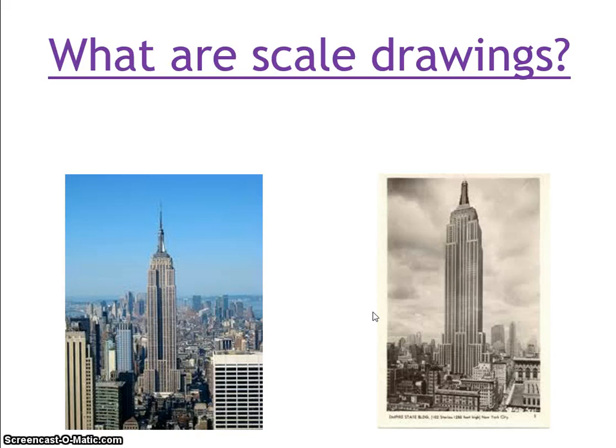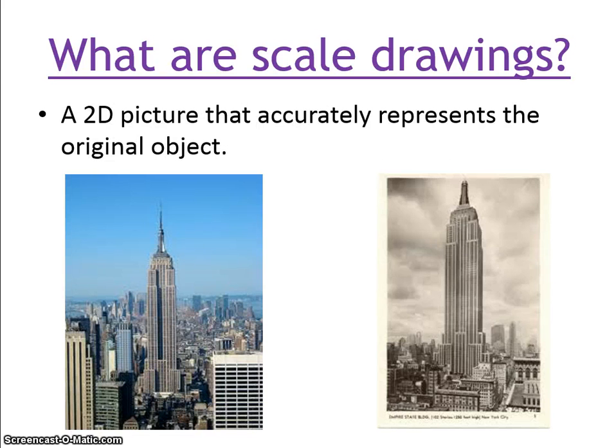So what are scale drawings? Scale drawings are a 2D picture that accurately represents the original object. By 2D we mean two-dimensional, a picture that only has two dimensions, and in all cases those are length and width, sometimes known as height and base. But it is a 2D picture that accurately represents the original object. That means that they're made in proportion to each other. It's just that the one is a smaller size.